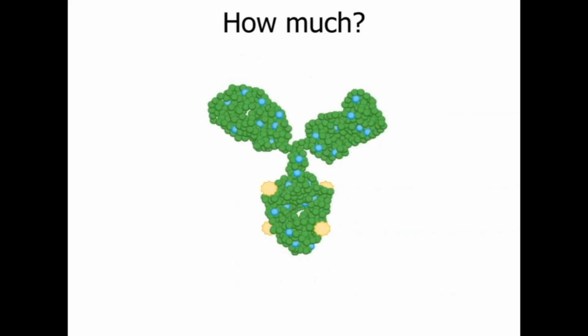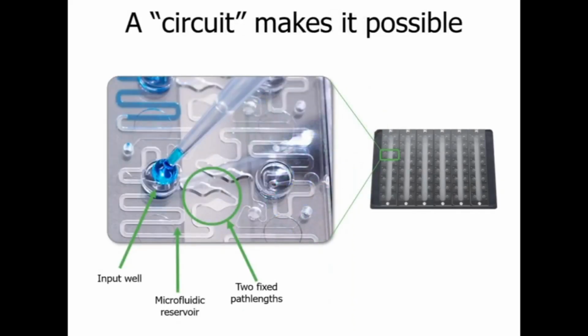Let's first take a look at the age-old questions of how big, how much, how good. How do you go about measuring the quantity and the quality of your ADC? Our solution to this is an SBS plate with microfluidic circuits. You drop 2 microliters of sample into your input well. This then wicks into the microfluidics reservoir and is measured in 2 diamond-shaped cuvettes.